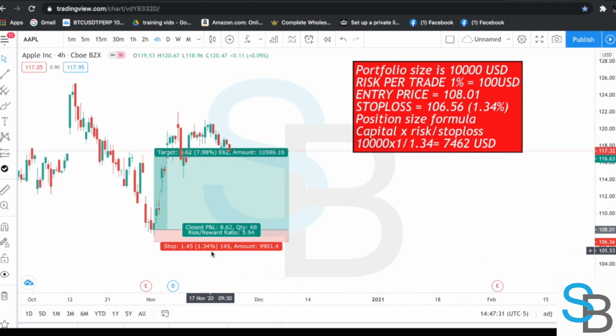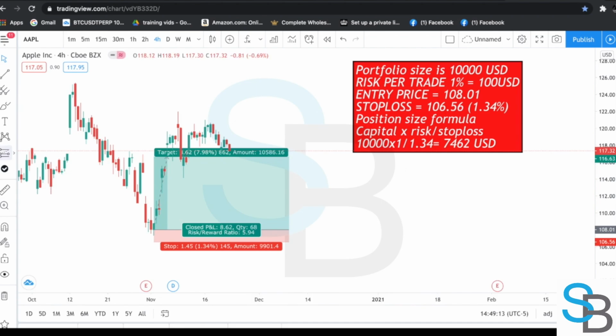So using the simple formula, capital multiplied by risk divided by stop loss. Our capital is $10,000 multiplied by 1%, divided by 1.34%. So if we calculate this, our position size for this setup would be 7,462 US dollars. So this is how you calculate the position size. Now to automating the things after you have planned your entry price, your trade setup. Now this was just for example.